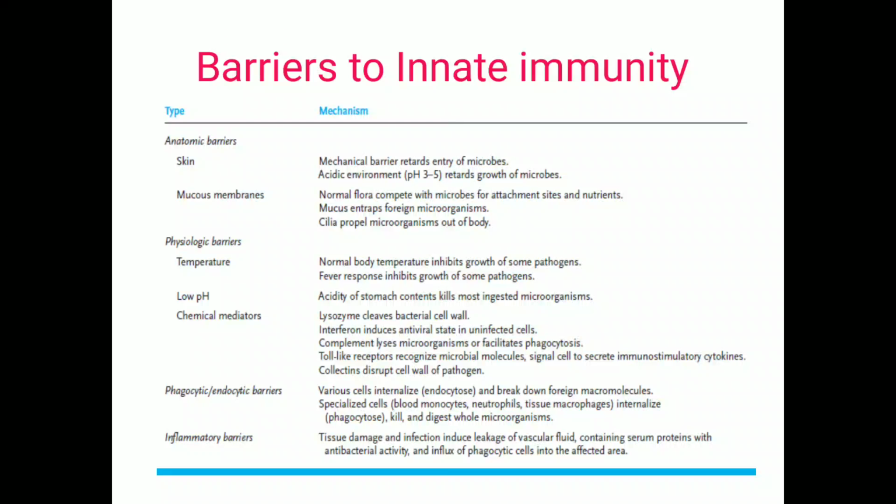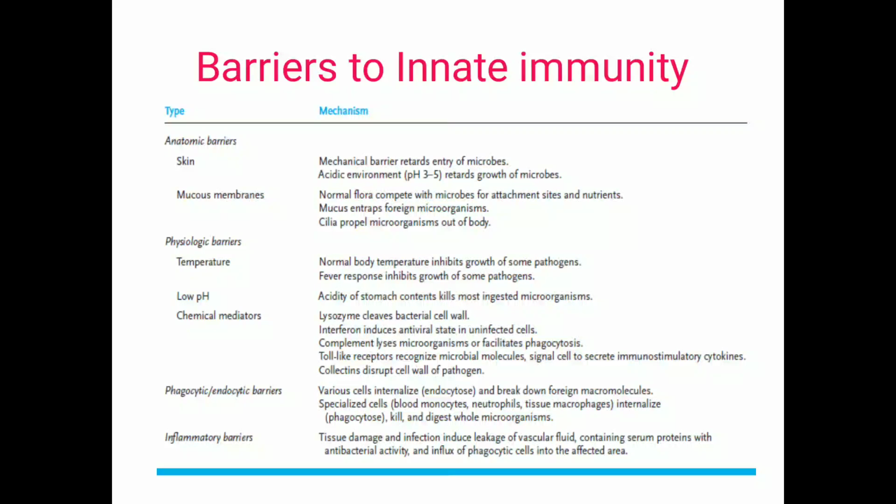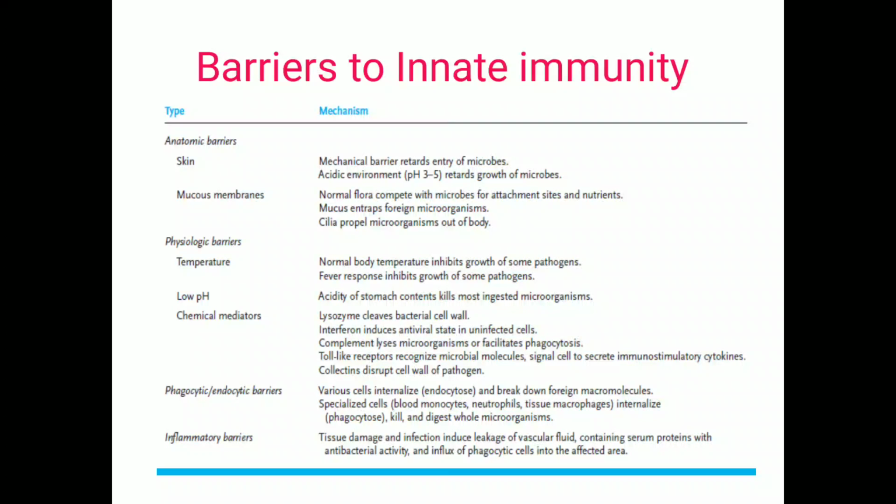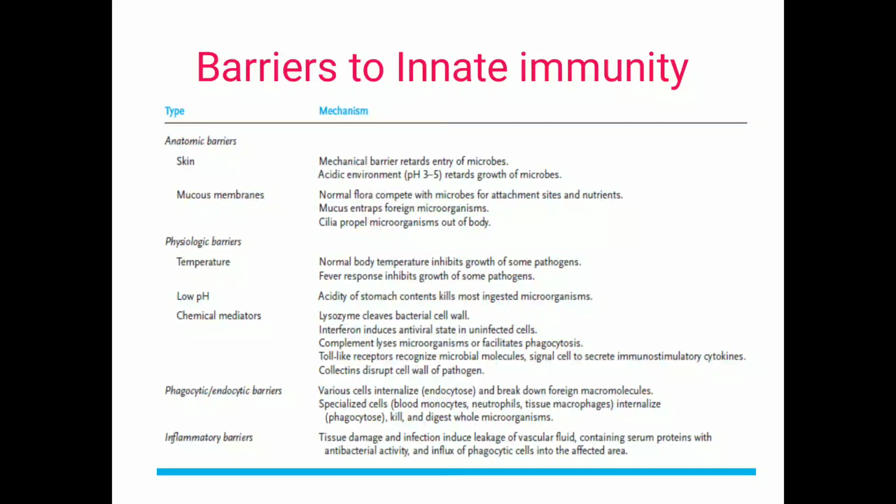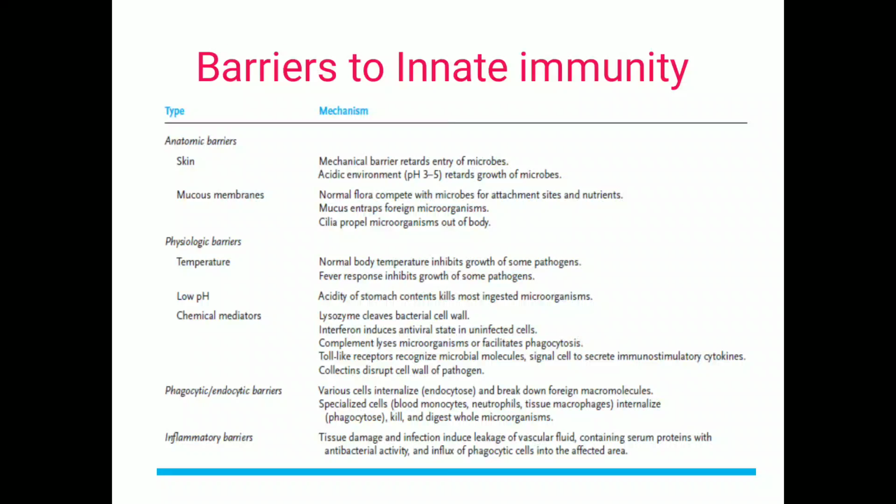The third one is the phagocytic or endocytic barrier. It includes various cells that internalize and break down foreign macromolecules. Also, it includes specialized cells such as monocytes, neutrophils, tissue macrophages, and dendritic cells, which internalize and digest the whole pathogen.